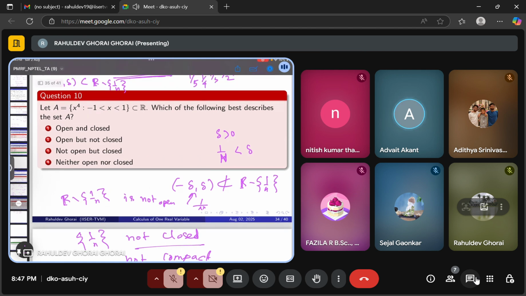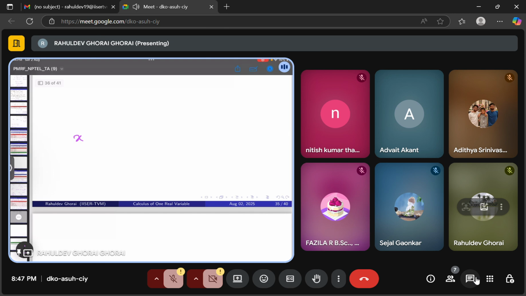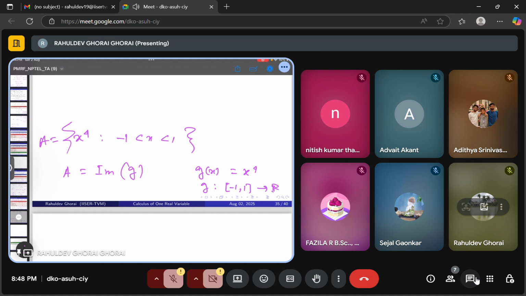So now tell me the last question, and then we'll finish the class. The last question is question 10. I'll write it here: the set of x to the power 4 such that minus 1 is less than x less than 1. This is a set. So mainly, think of this set A as the image of a function g where g(x) is equal to x to the power 4, and g is defined from minus 1 to 1 to the real numbers, right? What will be the image of g?